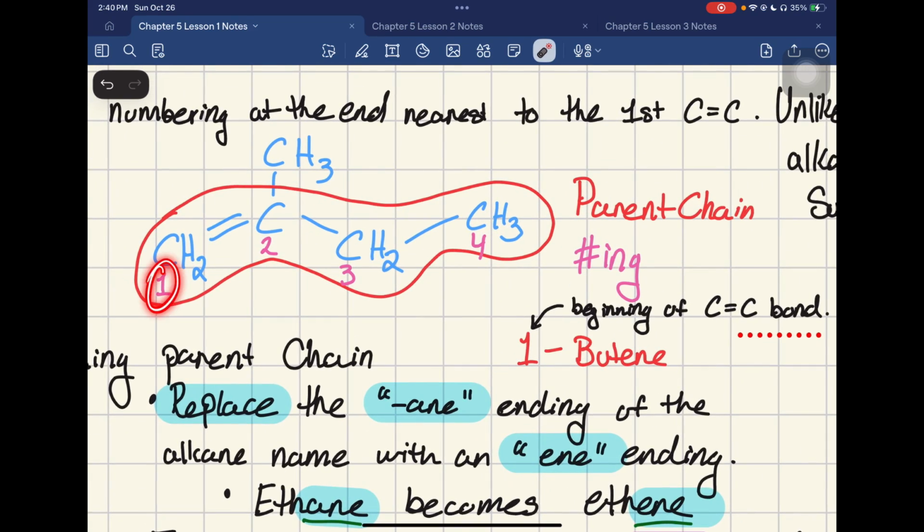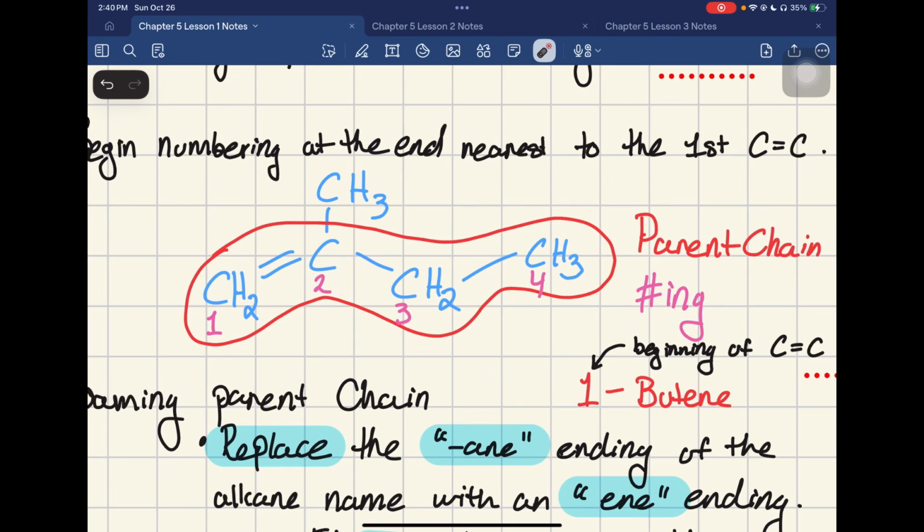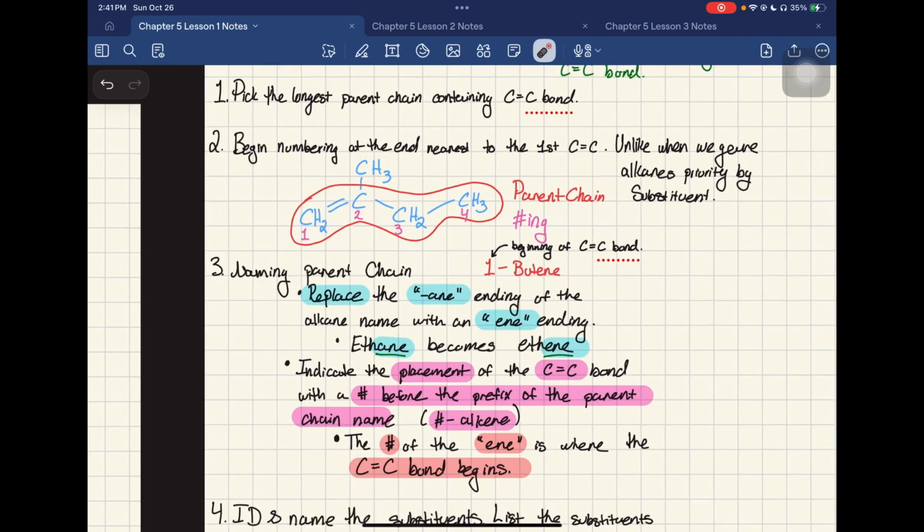So right here, our carbon double bond begins at 1, right? Because our initial rule is begin numbering at the end that is closest to the first carbon double bond, and that makes our parent chain begin right at 1. So when we name, we say 1-butene, right? Because this is 1, 2, 3, 4, a 4-carbon chain, which makes it butene. So our carbon double bond begins at 1, which is why we put that 1 right there. That 1 is indicating the beginning of the carbon double bond, right? And then the carbon double bond ends at 2.